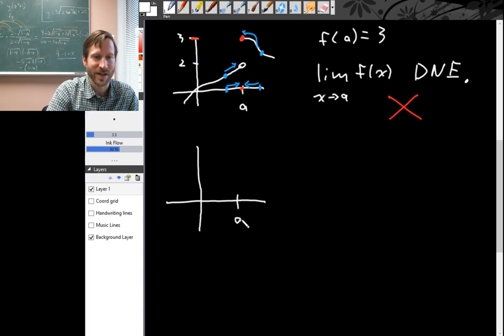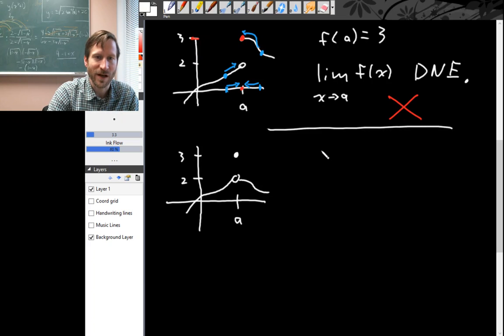So let's have an x value a and a couple y values, maybe 2 and 3. And this time our function is going to look like this. All right, so again, we'll look at the value of the function at a. I'm just looking at the graph, that's 3. And then we'll look at the value of the limit as x goes to a of f of x.